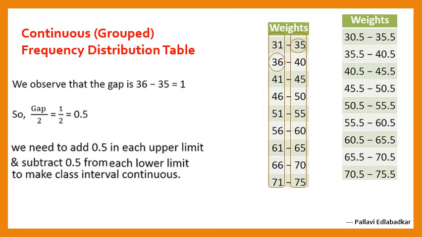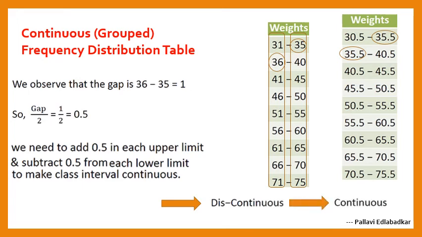So the class width still remains uniform. Okay, it is the same throughout all the class intervals, and the upper limit of the previous class now becomes the lower limit of the next class. That means we have converted the discontinuous frequencies into continuous ones.